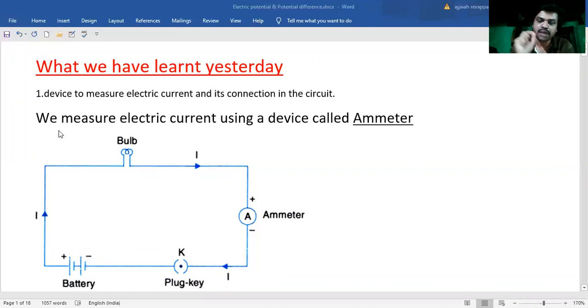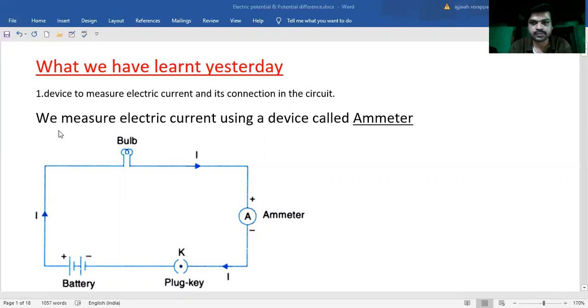So how to define 1 ampere of electric current? The current through a conductor is said to be 1 ampere when 1 coulomb of charge passes a unit cross-sectional area of a conductor in 1 second. What is the SI unit of charge? It is coulomb.